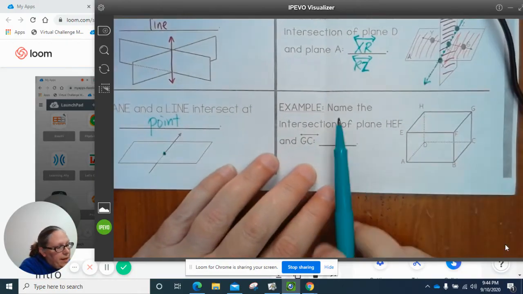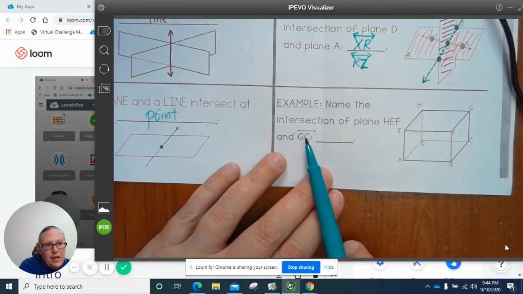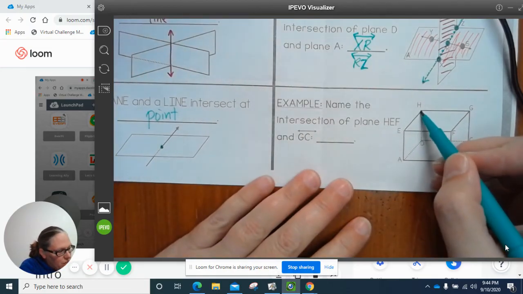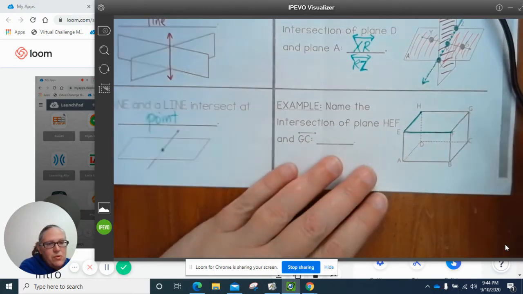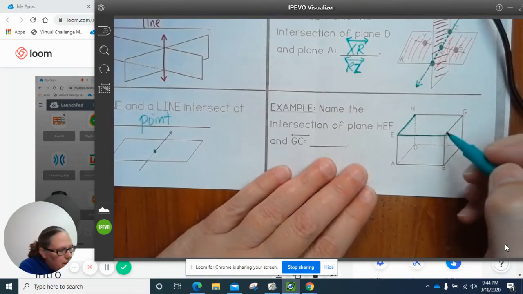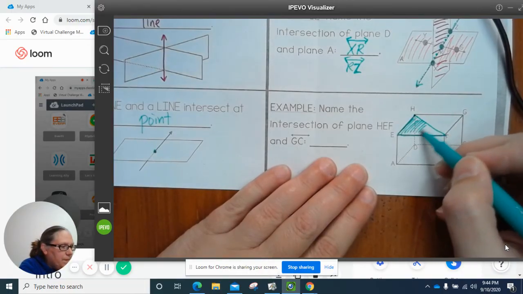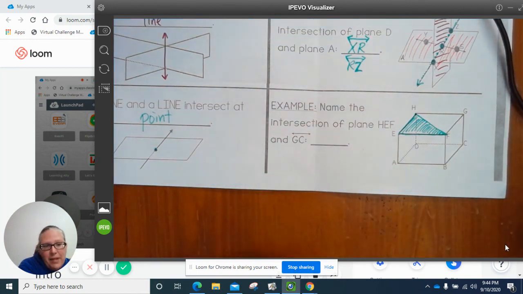All right, name the intersection of plane HEF and line GC. So I'm going to color in plane HEF. Now I'm going to show you what people do that's wrong. People do this and they say this is the plane. Those are the three letters used to name the plane, but the plane is that entire flat surface.